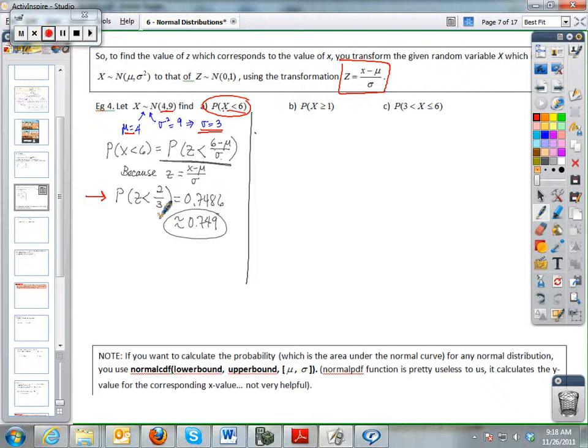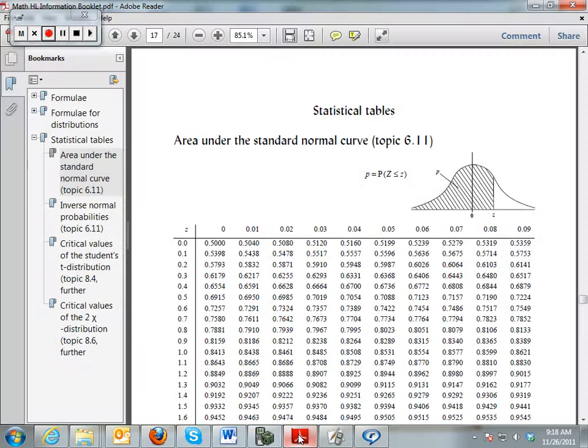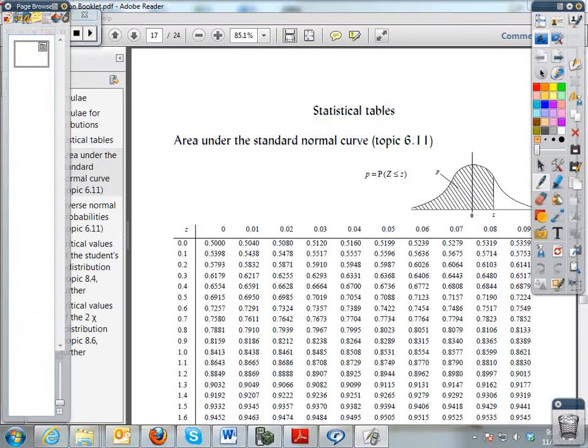I used my probability table to find out what that equals. So here's my probability table. And 2/3 is 0.6 repeating, so I went down this column to 0.6, and I followed that row across until I got over to 0.6, and I rounded it to 0.67, so I'm using that value of 0.7486. If I round that, I get to 3 sig figs.